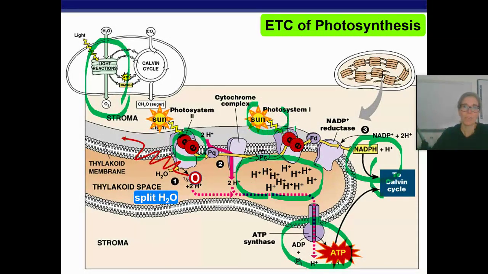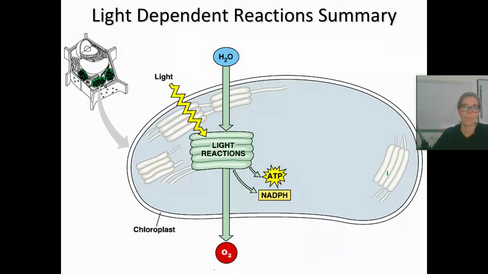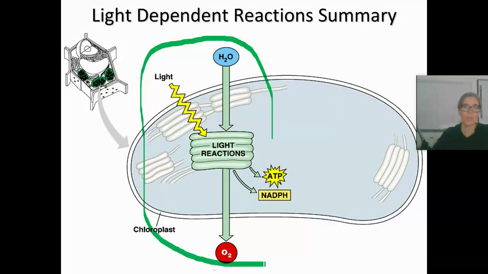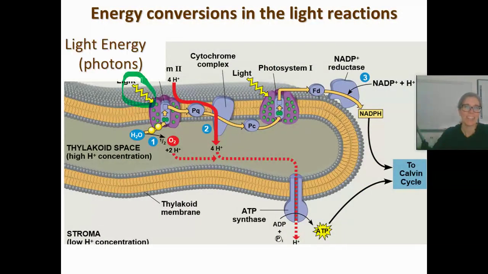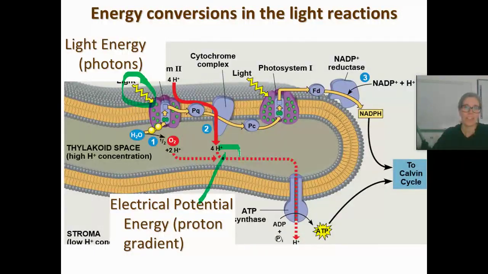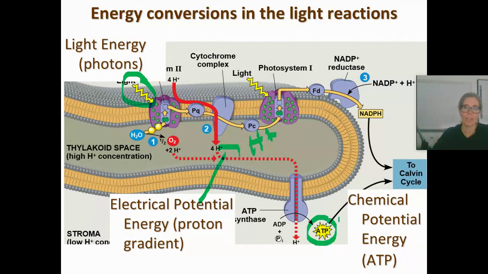Then you need some more light to bump the electrons up again so that you can reduce NADP and make NADPH. Those are electrons we'll use later. Now we have ATP and NADPH, which can go on and reduce carbon in the light-independent reactions. The energy conversions, last thing here. Light energy is converted to electrical potential energy as you have those protons built up in here, and then that's converted to chemical energy when plants make ATP. So lots of really cool energy conversions, right? Light energy converted to electrical potential energy, converted to chemical potential energy.